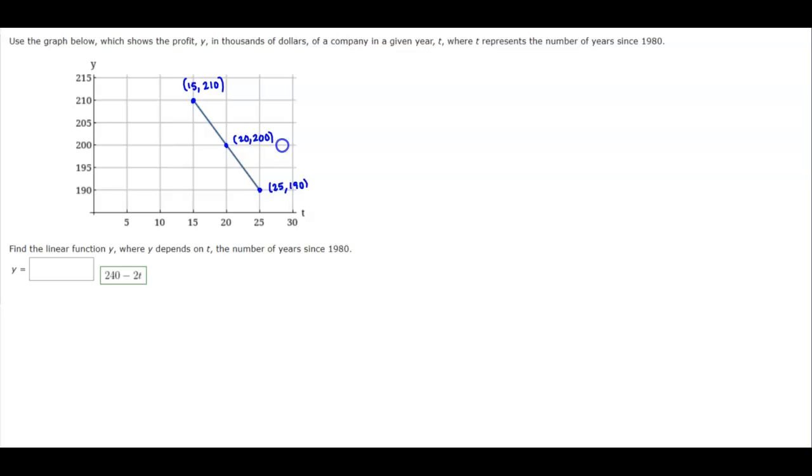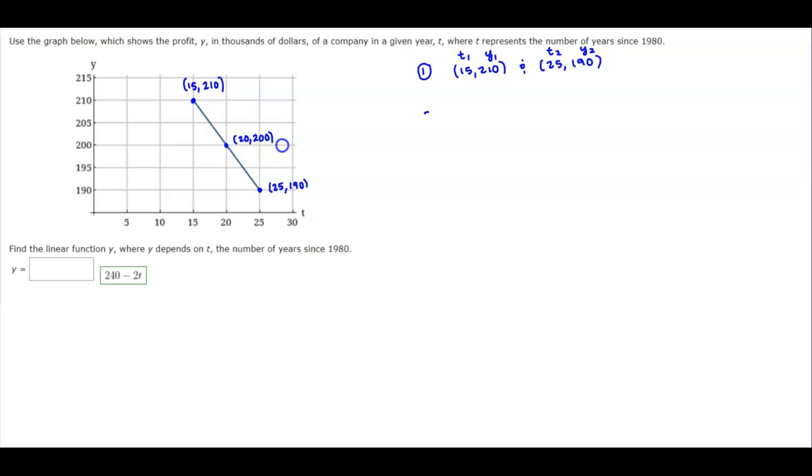Okay, now we can pick whichever two that we like to find the slope, and then we're going to use the point slope form to find out what that equation looks like. So the first thing we're going to do is just use 2 points. Let's use the point 15, 210, and the next point, which is 25 and then 190. This is going to represent T1, and this is going to represent Y1. This is going to represent T2, and this is going to represent Y2.